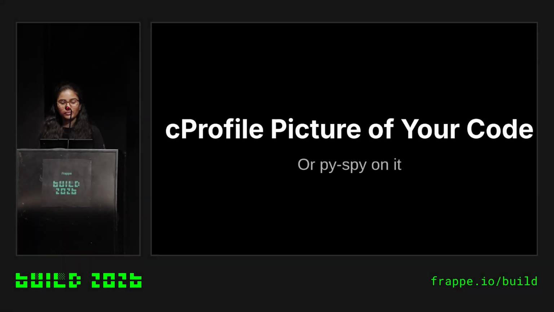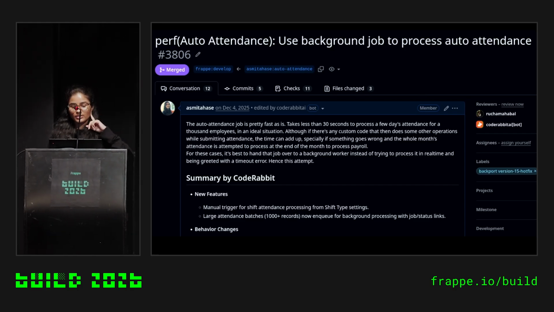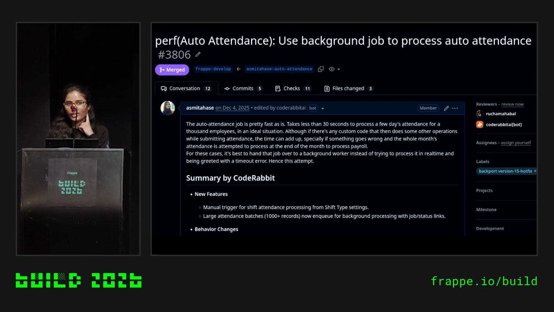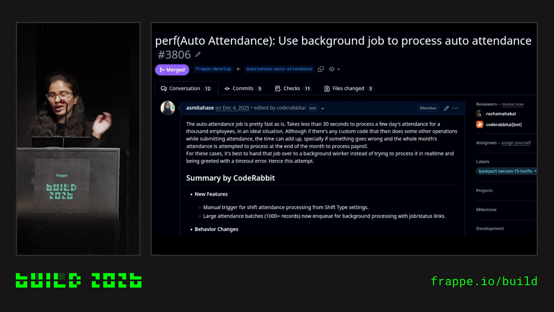So in December last year, I refactored the mark attendance job that you see in the shift types because one of our customers complained that it took too long. The job would fail with a timeout error or sometimes with a DB lock error. At the time, I did not know what I know now about performance or even the tooling. So I did what I knew, which was, instead of processing all the check-ins in a single request, I refactored the function to use a background worker.